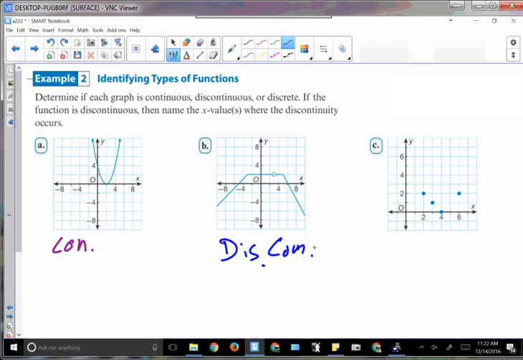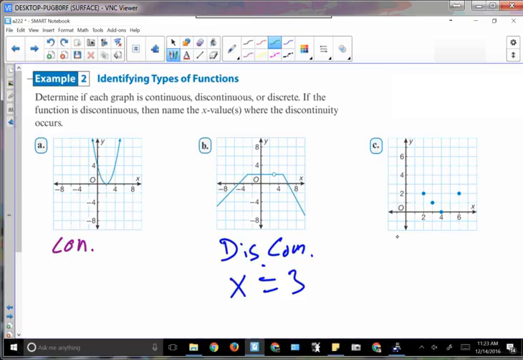Discontinuous. Where is it discontinuous? Well, let's see. If I'm looking at this here, that's 4, so that's 2. That's kind of in the middle. I would say that x is equal to 3. Does that make sense? x equal to 3. Okay. After all, it's counting by 2, so that would be 1, 2, 3, 4, so it's in the middle. Good enough. What is C?